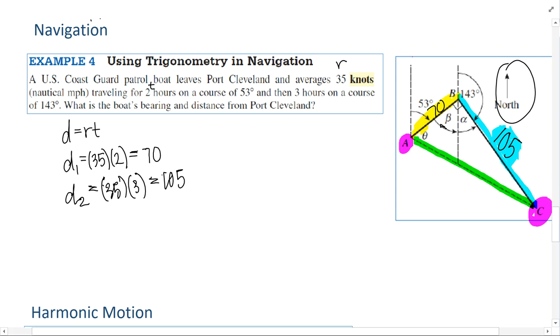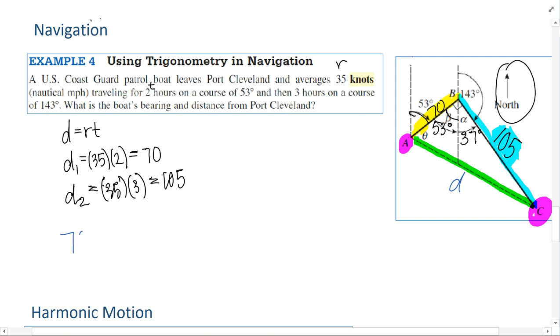Beta right here is 53 degrees, and that's because of alternate interior angles. Alpha is going to be 37 degrees because we have 180 degrees right here, and then we subtract that 143. So 53 plus 37 does indeed give you 90 degrees. So this is a right triangle. To find this distance here, we're going to use just the simple Pythagorean theorem.